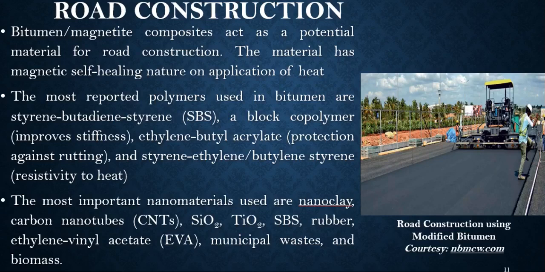Other materials which may be used are carbon nanotubes, silicon dioxide, titanium dioxide, styrene butadiene styrene, rubber, ethylene vinyl acetate, municipal waste and biomass. Hence, the pollution caused due to the municipal waste could also be reduced, and at the same time the property of the bitumen could also be enhanced and used for road construction. So the figure shows road construction using modified bitumen. As you can see, it offers good aesthetics along with improved strength.